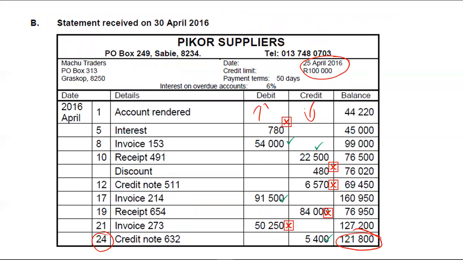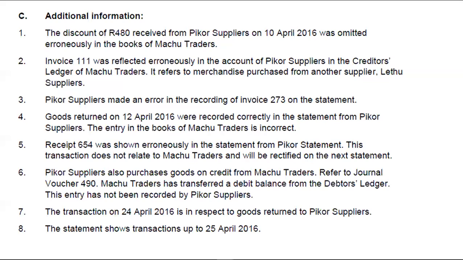Now that I've made all my corrections, remember, now I need to make sure that everything is recorded correctly. And then I'm just going to read additional information here. They say the discount of 450 received from Pico suppliers on the 10th was omitted erroneously in the books of Manchu. So we omitted it. It was received, but we omitted it. So we're going to go to our creditors ledger and subtract that 480 because we erroneously omitted it.